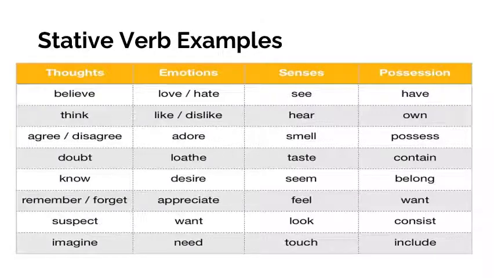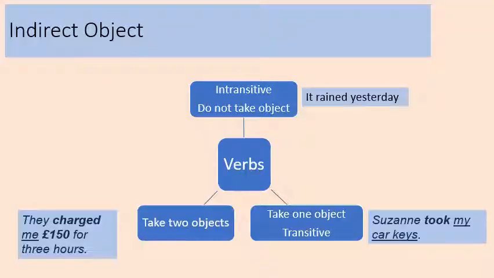Now, I finished the first part of this chapter. Let's move now to the second part of the chapter, which is the indirect object. In this slide, let's have a look at the types of verbs. We've got two types of verbs, the transitive and the intransitive ones.